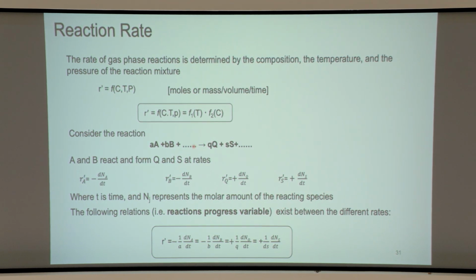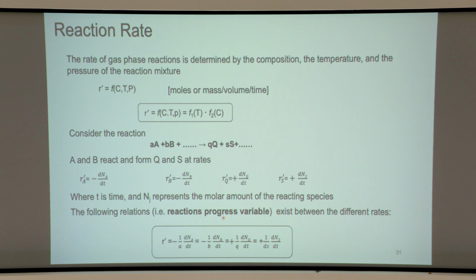So for a very simple reaction, again, A plus B goes to Q plus S. The rate of reaction of species A is the change of number of moles of species A as a function of time. Similarly for B, it's change of number of moles as a function of time. Q, and note here the negative sign. So the rate of reaction for a reactant is always minus change of number of moles as a function of time. For a product, it's plus change of number of moles with respect to time.